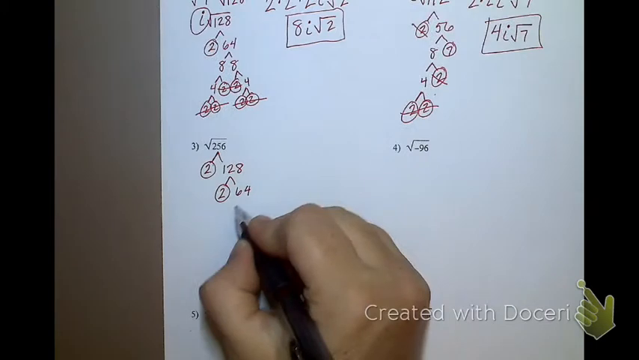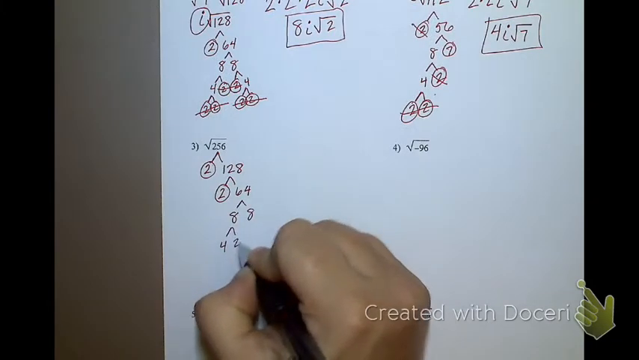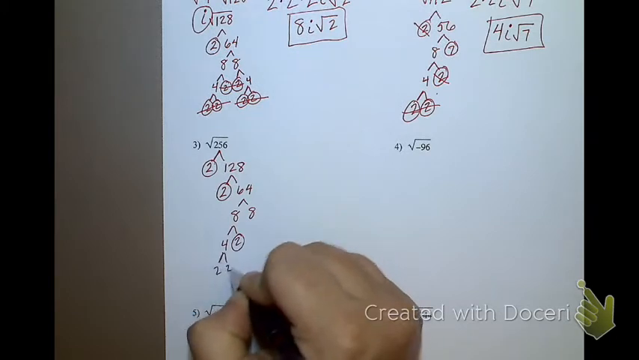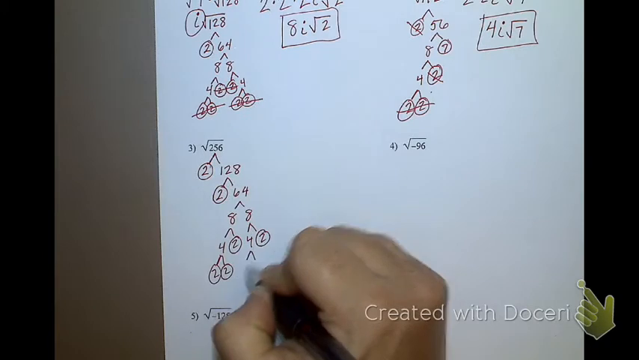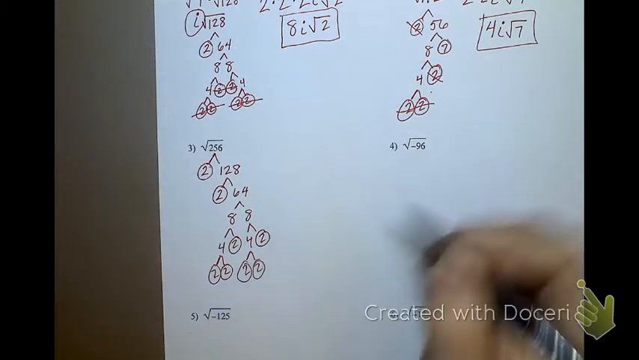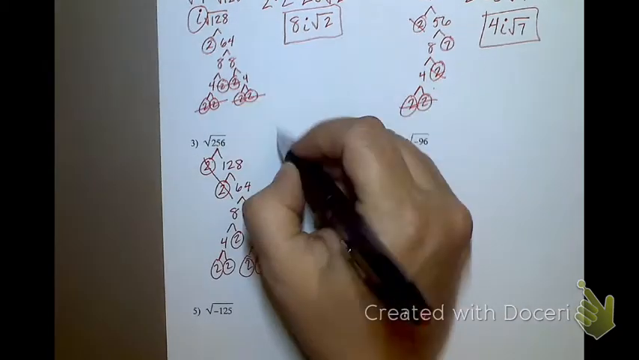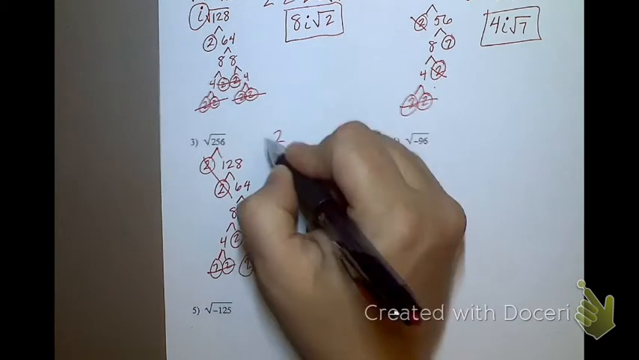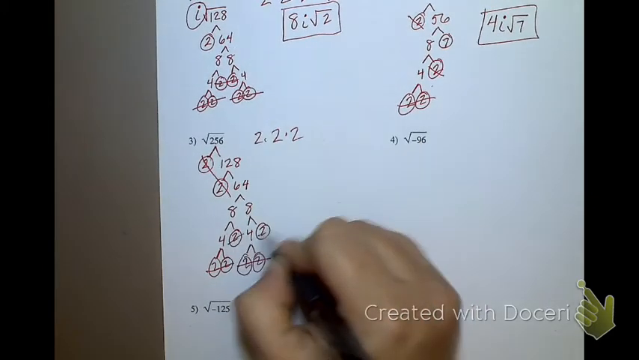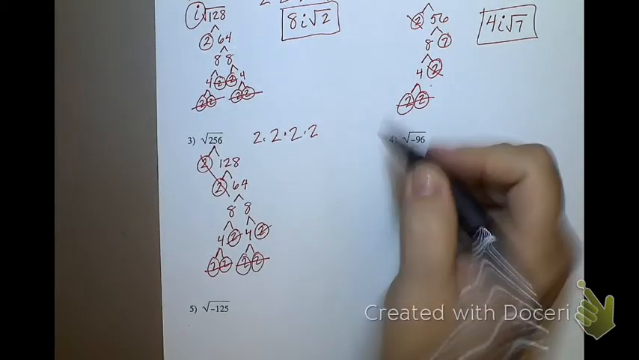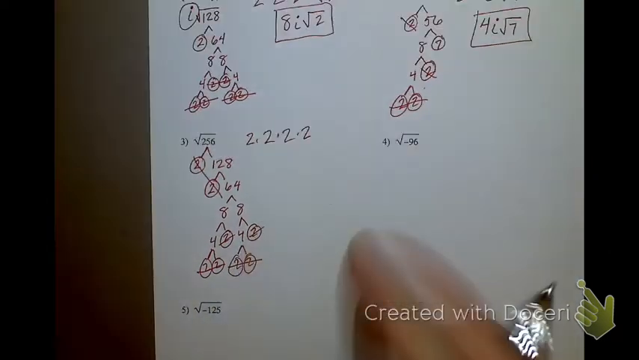Wow, this one's very similar to number 1, isn't it? Yeah. 8 and 8, 4 and 2, 2 and 2, 4 and 2, 2 and 2. All right. No I's, but what's coming out? A 2. Another 2, and another 2, and another 2. Really? There's 4? 1, 2, 3, 4 2's are outside and nothing's inside.